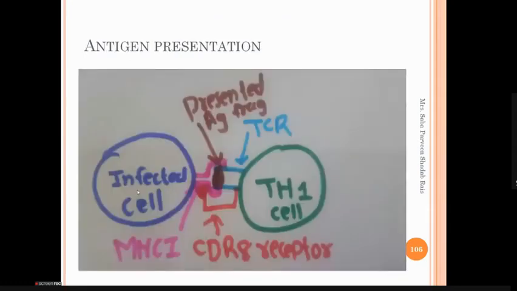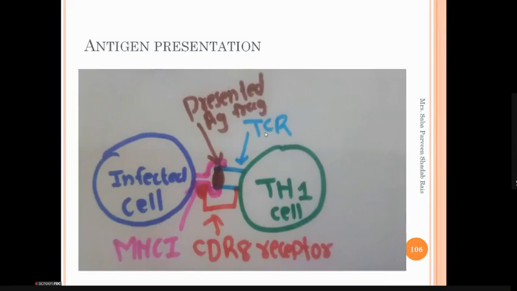So how does the presentation occur? Suppose this is the infected cell. Now see, till here we all understood that the antigen is flagged on the plasma membrane of the infected cell. Now to whom is it going to present? It is going to present to the Th1 cell. When we were learning about cell mediated immunity, we had already discussed, and I told you that you have to remember MHC1, CD8, Th1. Okay, this is the mantra you have to remember.